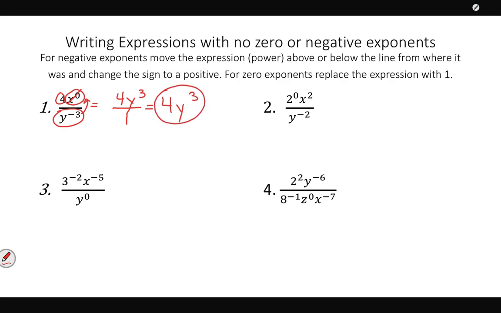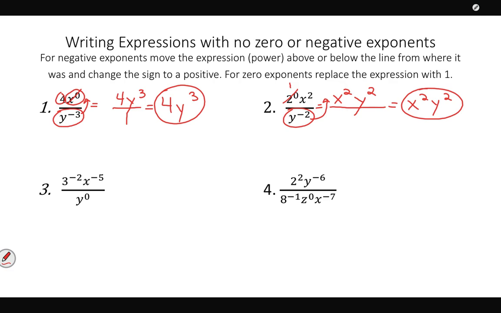All right? So number 2 here. Again, we have 2 to the 0. So 2 to the 0 is just 1. So that's going to cross out. The x squared stays where it's at because it's already a positive exponent. But this in the denominator has a negative exponent, so I must move it above the fraction bar from where it was located and change its sign to a positive exponent. So then my answer is just x squared times y squared.